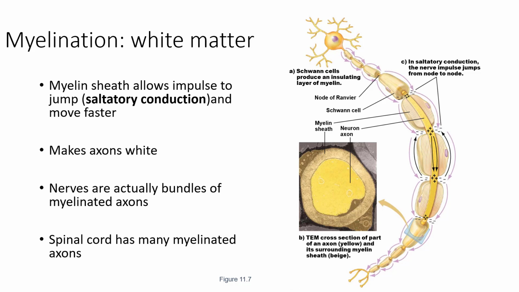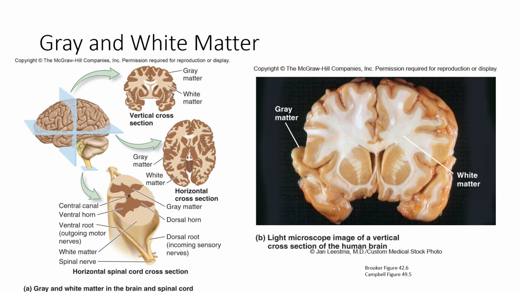So as the signal moves faster with myelination, this increases the processing rate. This also makes the axons look white. If we're talking about nerves, these are actually bundles of myelinated axons. And the spinal cord especially has many myelinated axons. So this is what's going to cause white matter.